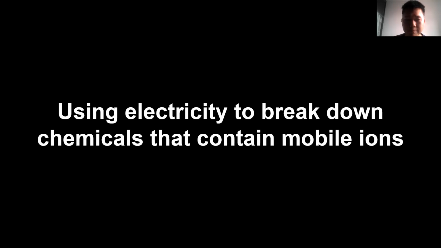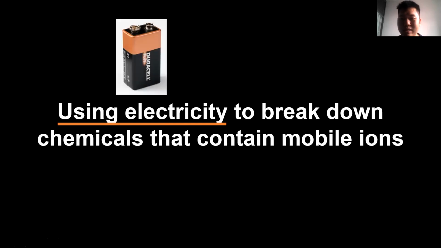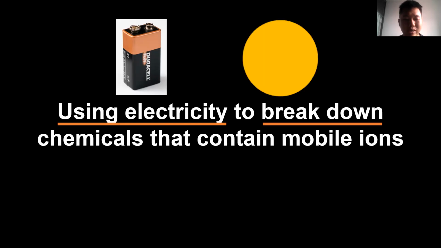So firstly, we have to understand what actually is electrolysis. In one simple sentence, electrolysis is using electricity to break down chemicals that contain mobile ions. So let's break down this whole definition slowly. The meaning of using electricity is using a battery. So it is fairly straightforward: to break down chemicals, we have to use a sort of electric source, which is in the form of batteries in our syllabus. So, using electricity to break down chemicals.